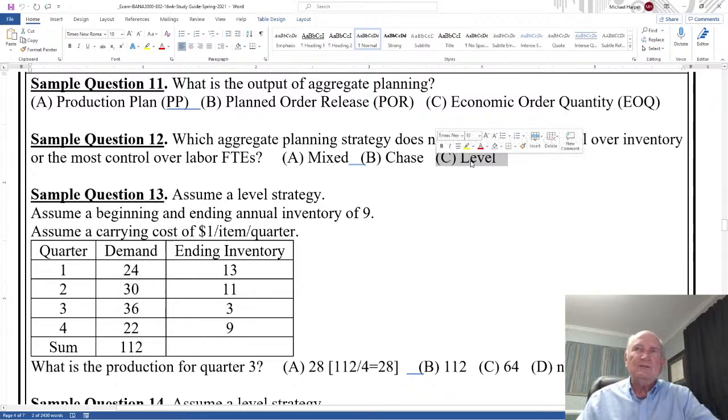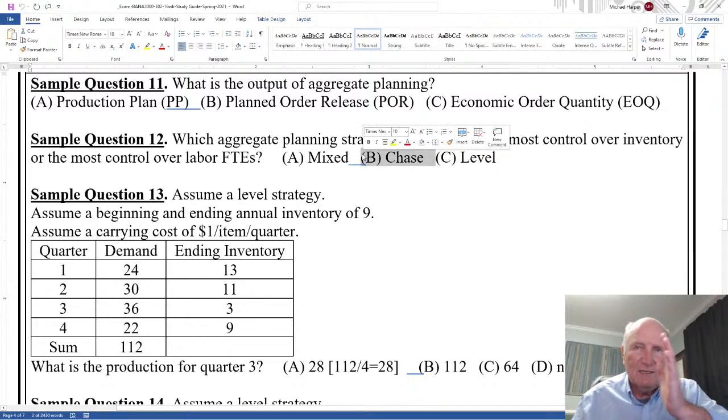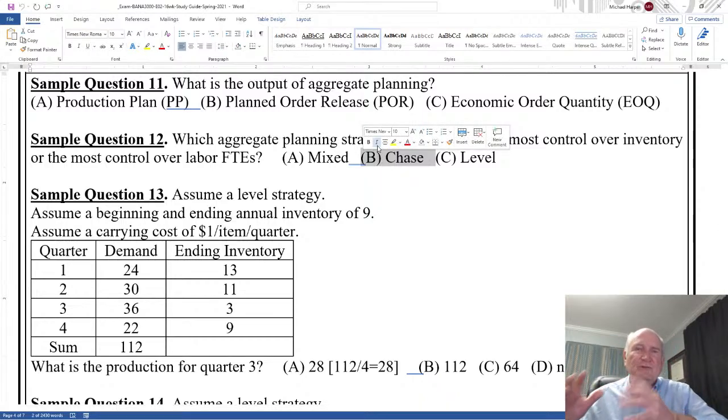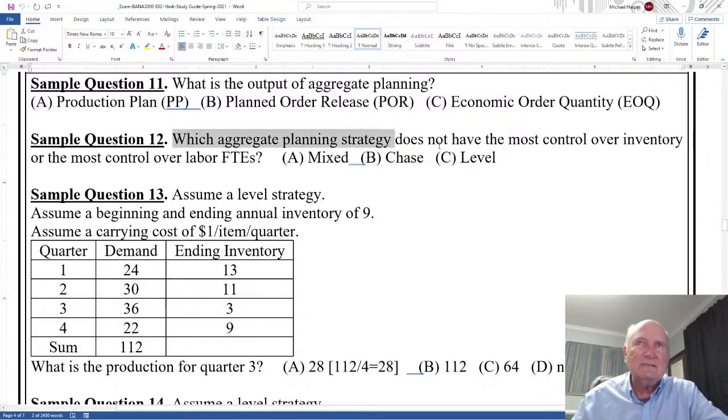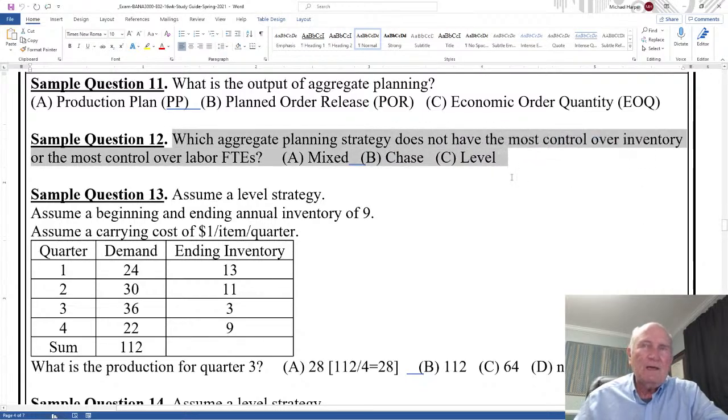Level will stabilize the FTEs. Chase will stabilize the inventory because there's no variability in there. Okay, because you have control of it. So I'll ask this. This is a concept, a takeaway from aggregate planning, which I think is important. That's why it's going to be on the exam.